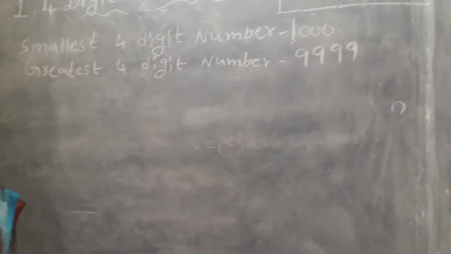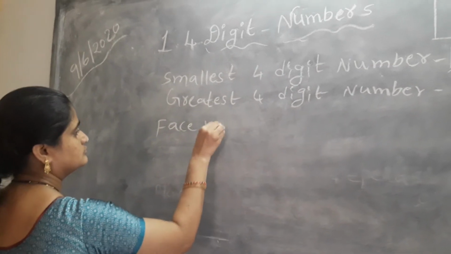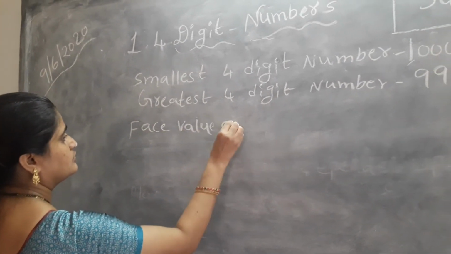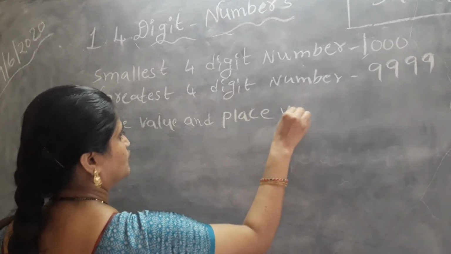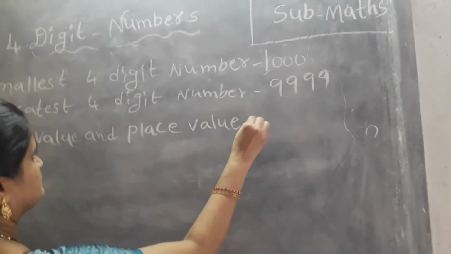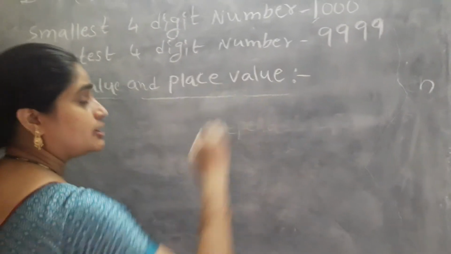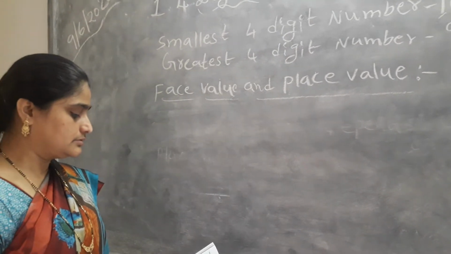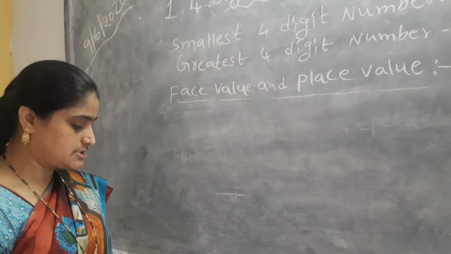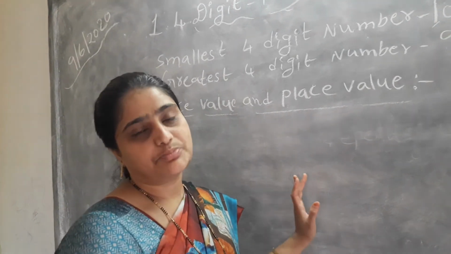So we are learning now face value and place value. What is the face value? Face value means the face value of a digit is the value of the digit itself at whatever place it may be.